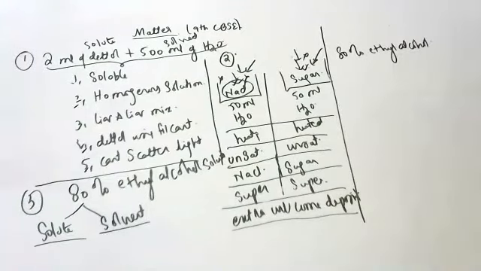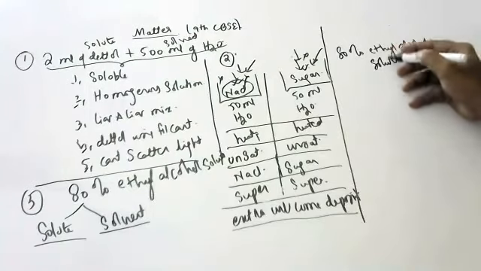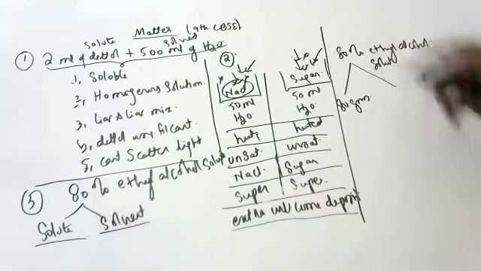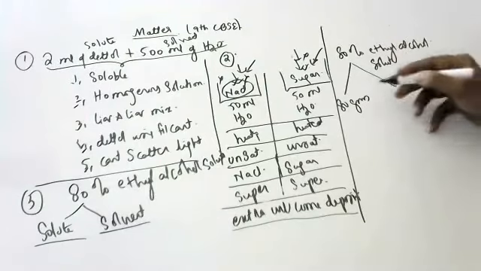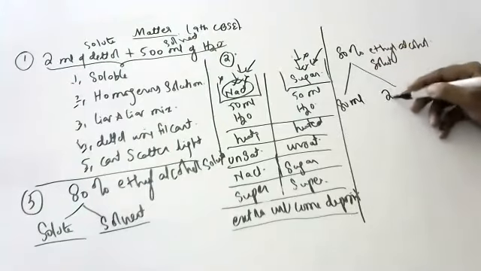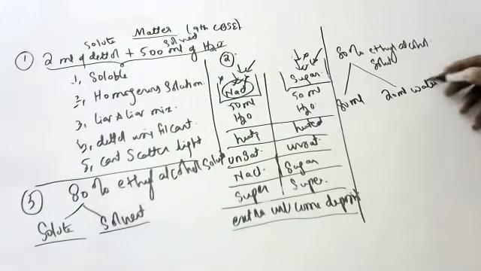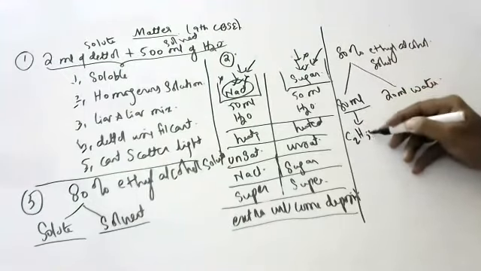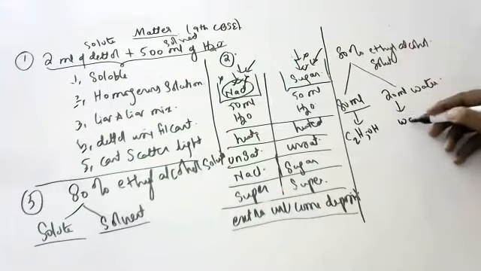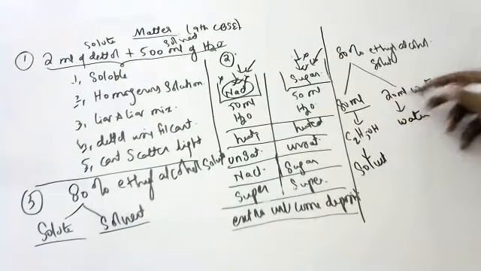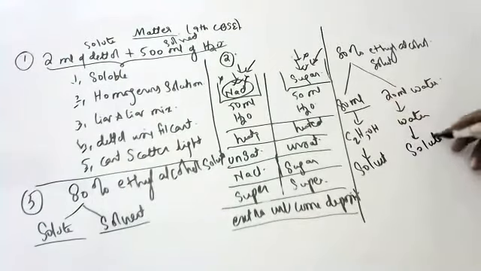Yes, it's an 80% ethyl alcohol solution. 80% ethyl alcohol dissolved in 100% of water? No, no, not like that. 80% ethyl alcohol means 80 ml is ethanol and 20 ml is water. That is the meaning. So which is more in quantity? Ethanol. So this is the solvent and this is less in quantity, so this is solute.